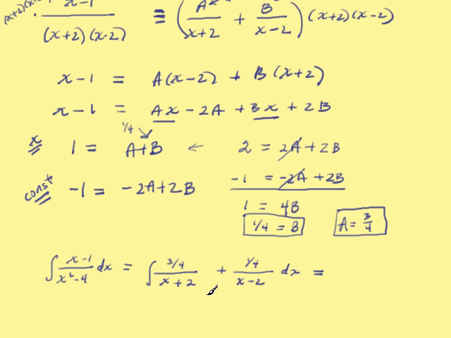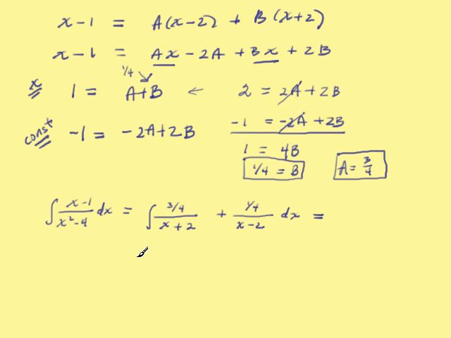And now we're ready to integrate. This one's a log and this one's a log. We'll integrate term by term. So integrating the first term, we have 3/4 log x plus 2 in absolute value. And for the second term, we have 1/4 log x minus 2 in absolute value.